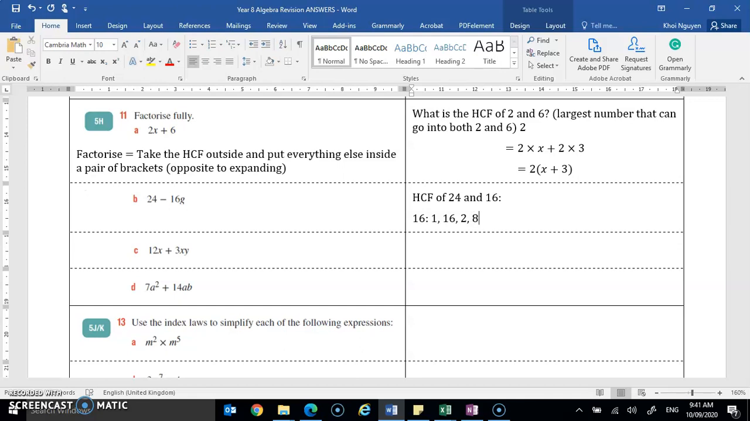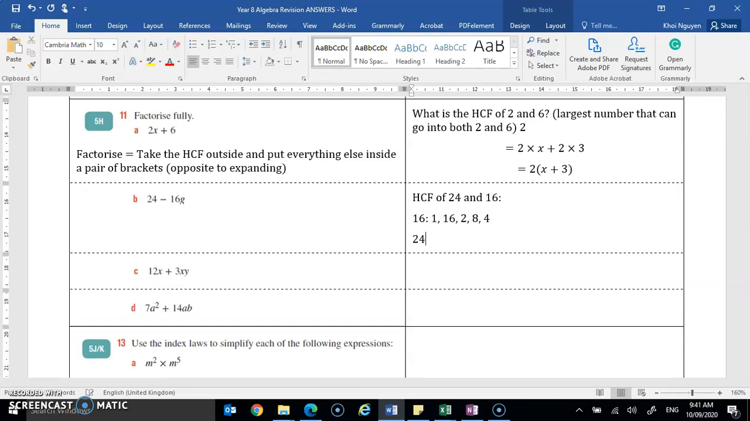8 times. Anything else? Can 3 go into 16? Not fully, right? So we move on to 4. So what about 4? 4 can go into 16. Okay, 4, 8, 12, 16. And that means that 4 can go into 16, well, 4 times. Okay, so this is the end of our list of factors for 16.